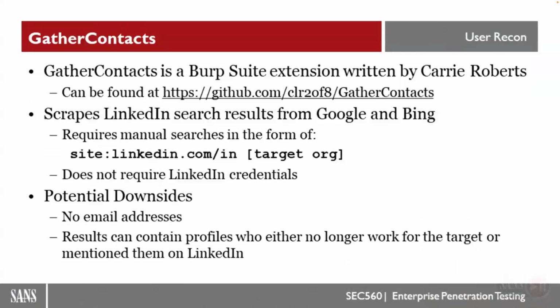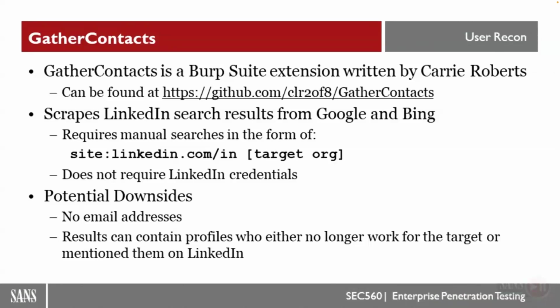A great way to extract information from LinkedIn is with Gather Contacts. This is a Burp Suite extension written by Carrie Roberts. You import this into Burp. We do a Google or a Bing search and click through the Google search and it extracts the information from Google. You're not even going to LinkedIn. We're using the Google or Bing search of LinkedIn, which is kind of neat.